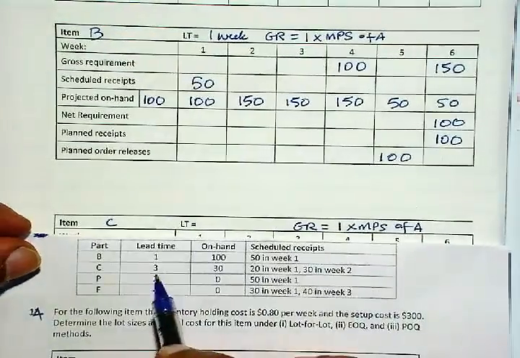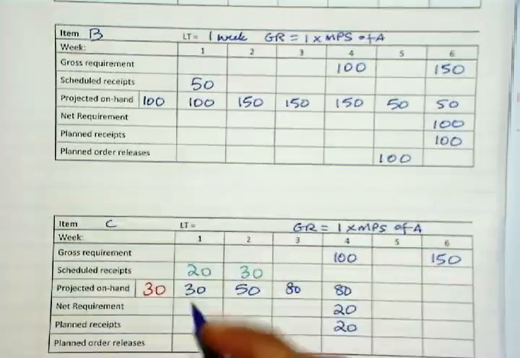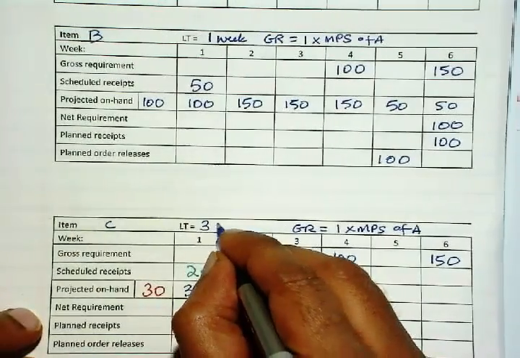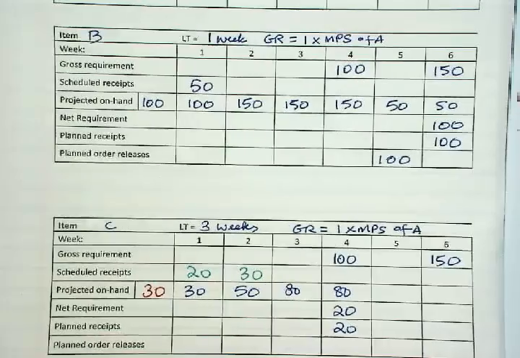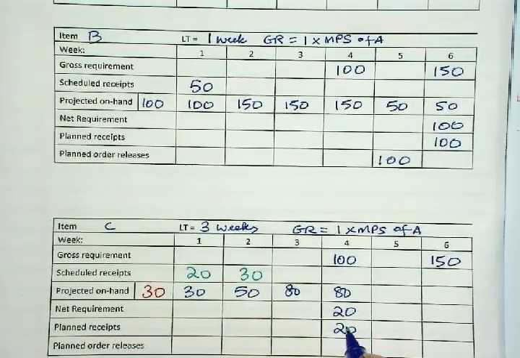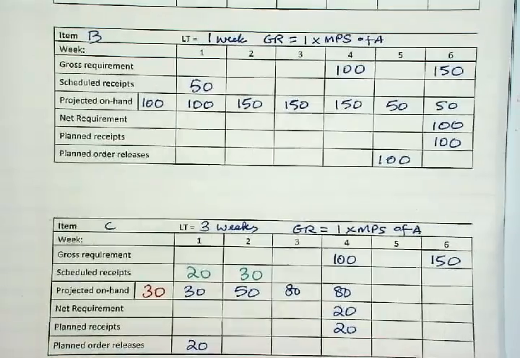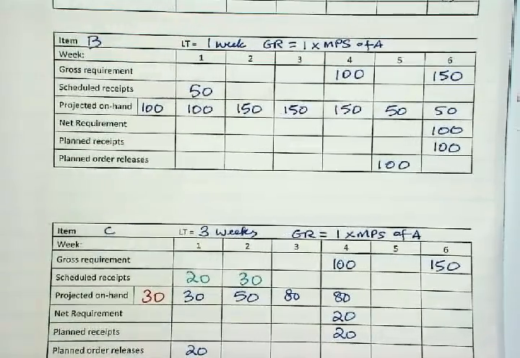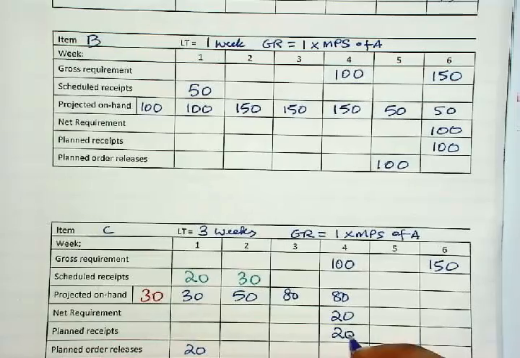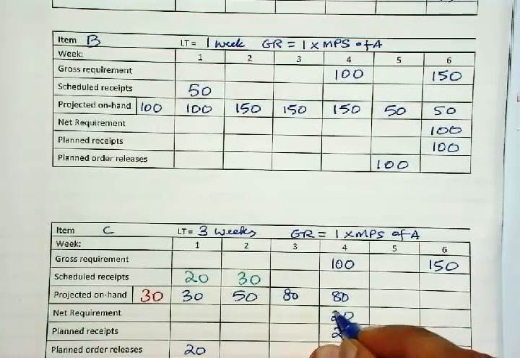So the lead time for C is 3 weeks. So this 20 must be ordered 3 weeks in advance. So that will be the planned order release. So once that 20 comes in, the 20 will take care of the net requirement of 20.